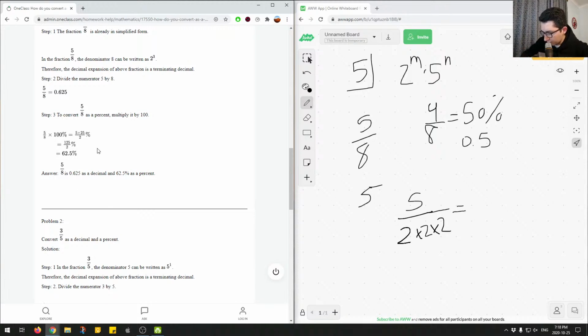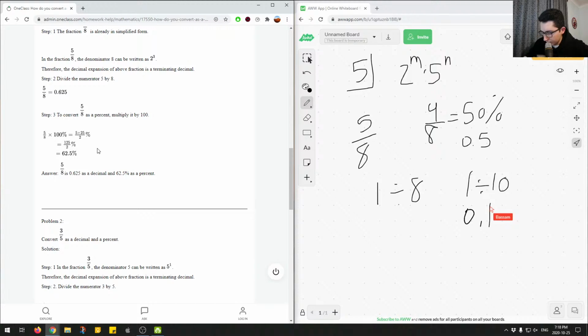I guess this is a better way to think about it. If you split up 1 divided by 8, you know that 1 divided by 10 would give you 0.1, and essentially 1 divided by 8 is 0.125. If you multiply this by 5, you would end up with 0.625.